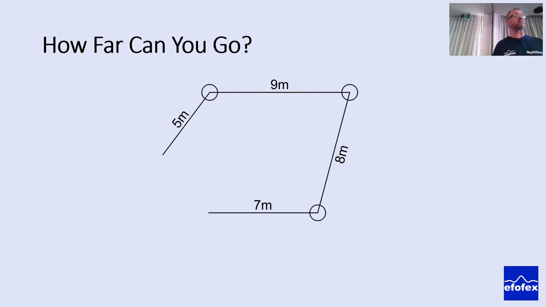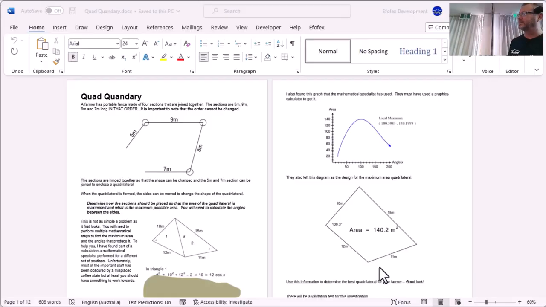I think I did the next bit as an audio description, so you get to listen to a recorded version of me. This is Quad Quandary, which is an investigative activity designed for 16, 17 year olds.